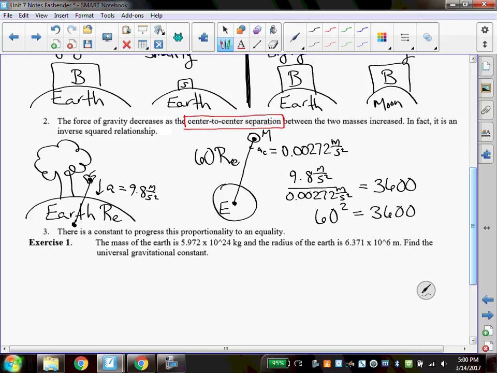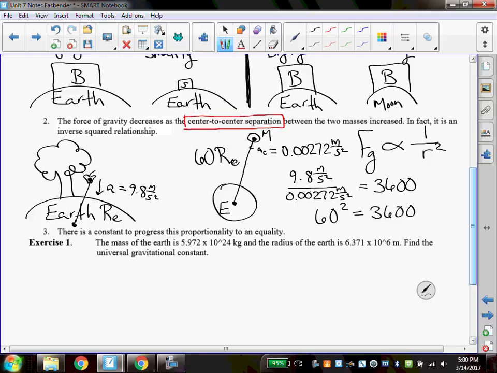So that's how Newton was able to recognize that it is not just that the force of gravity is proportional to the inverse of the separation, but he was able to recognize that it's proportional to the inverse of the separation squared.